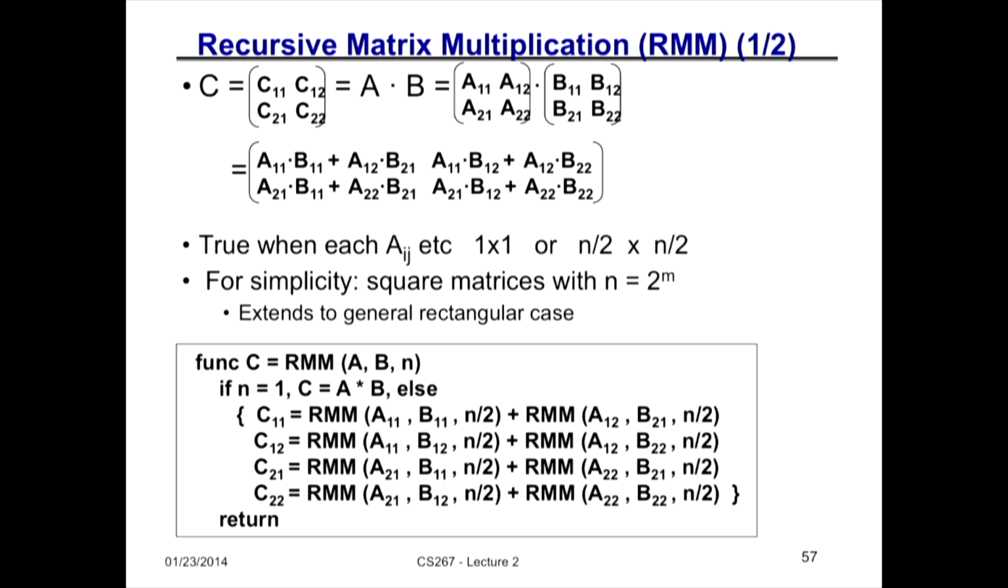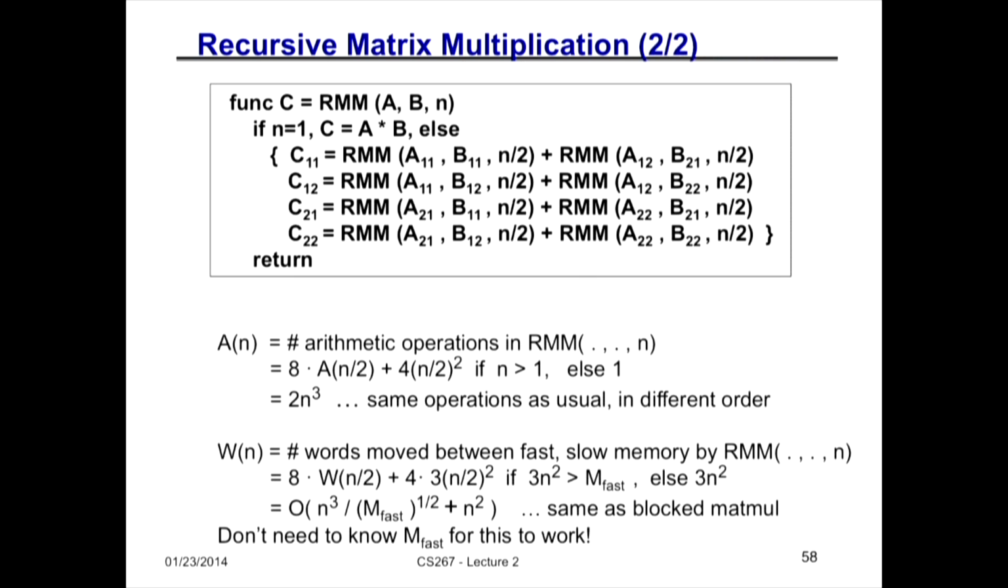And so let me now convince you on one slide that it has the same arithmetic complexity. It's still going to do the same 2n cubed floating point operations, but it also hits the lower bound on how much communication it does. So there's the code again, and all I have to do is write down 2 simple recurrences to count A of n, the number of arithmetic operations, and W of n, the number of words moved between fast and slow memory. For the amount of work to do n by n matrices, I have 8 problems of half the size, so 8 times the number to do half the size.